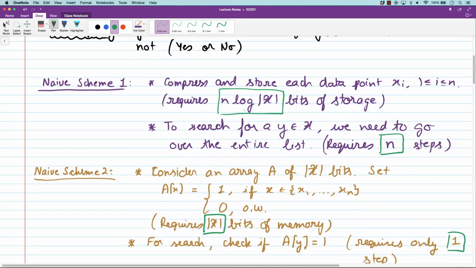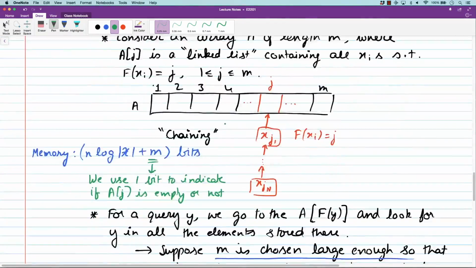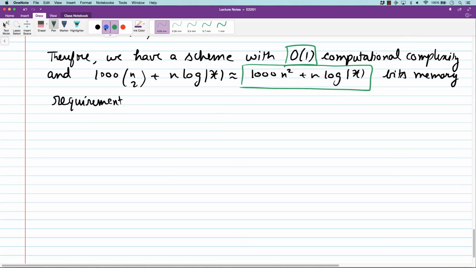The two naive schemes. This one had this much memory, and the other one has much higher memory requirement, but only order one step search. And now the scheme using hash function that we came up with has n log x plus n square memory requirement. Okay. Question is, can we reduce the memory requirement to n? Okay. That's the question.